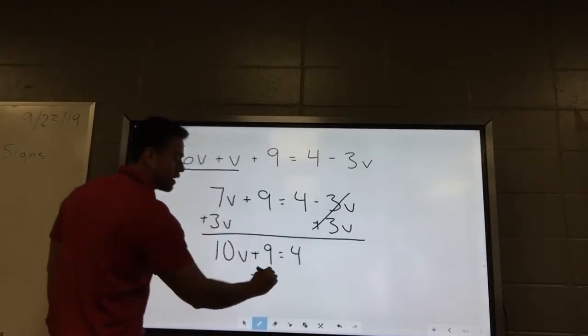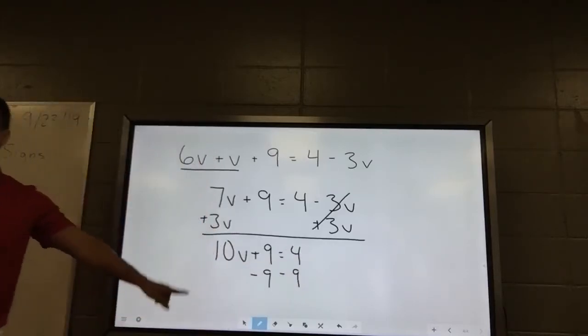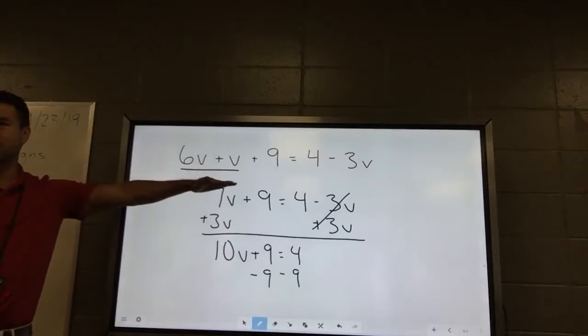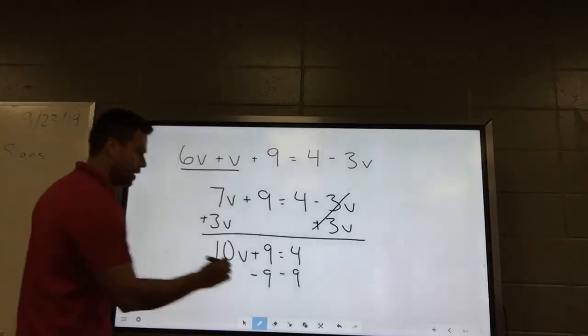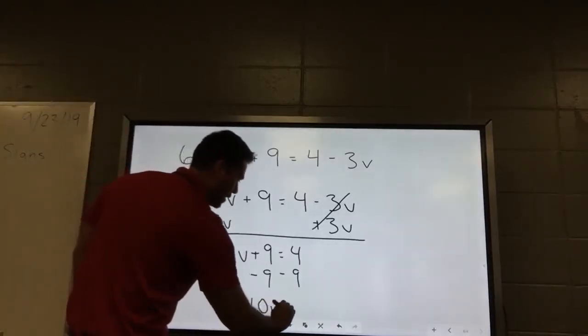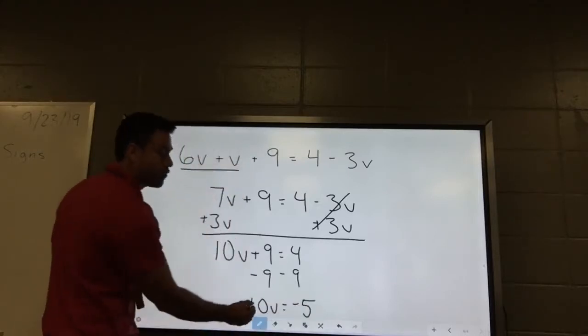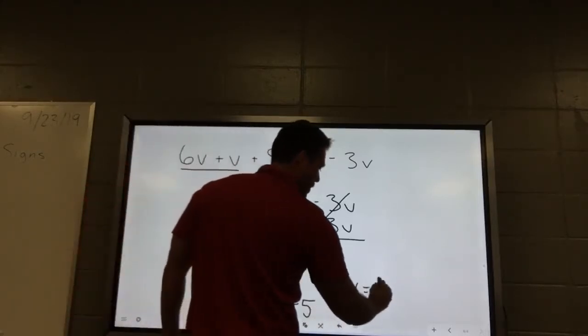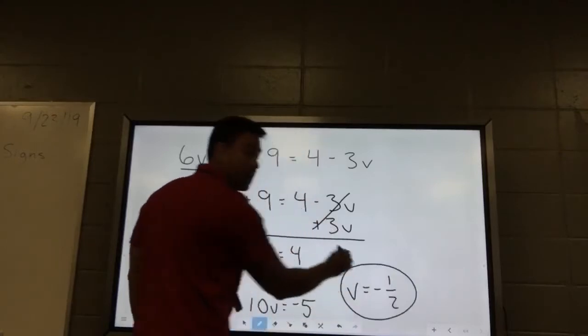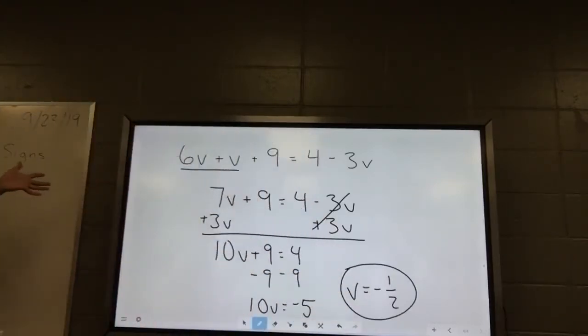And then you subtracted 9 from both sides. Anyone still there? You did exactly like I'm doing it here. Keep your hand up. And then you get 10v equals negative 5. You divide both sides, you get v equals negative 1/2 or negative 0.5. How many of you did it that way? We all think alike, don't we?